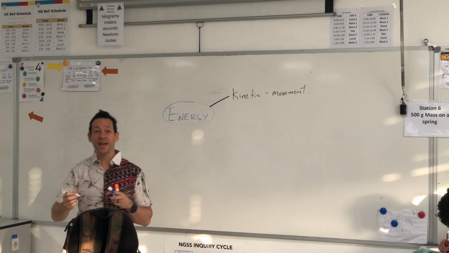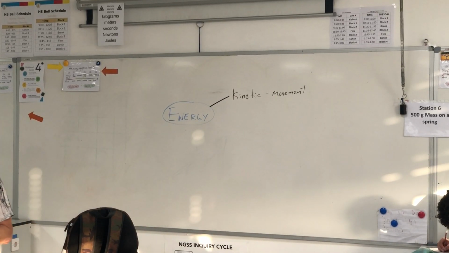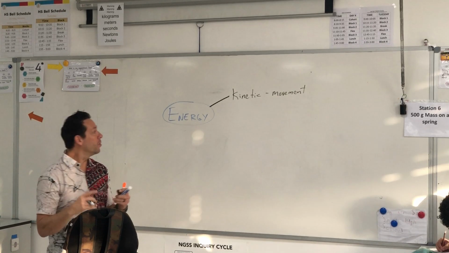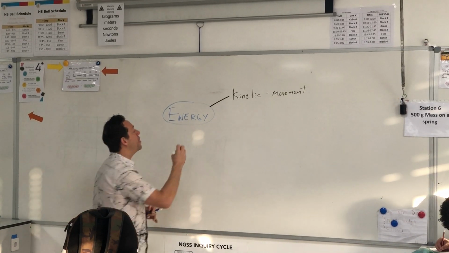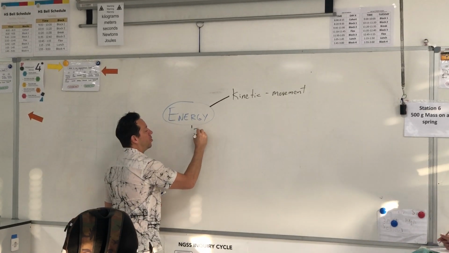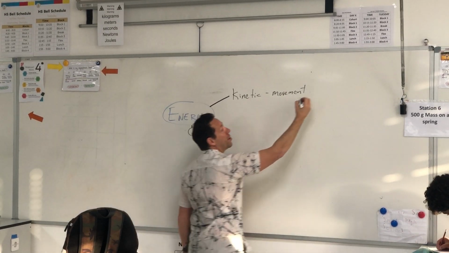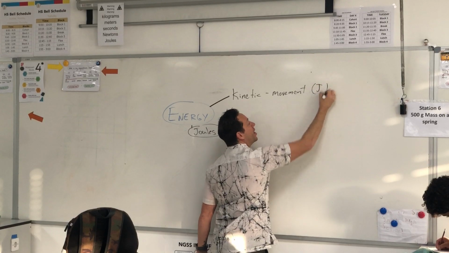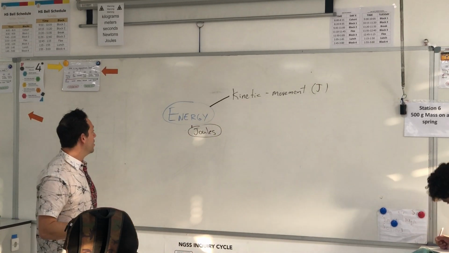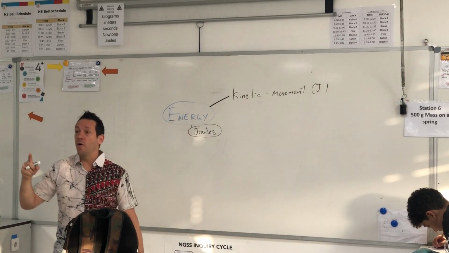Does anybody know what kinetic energy is measured in, what the units are? Joules. Awesome. All of our energy is measured in joules. That's our unit of energy. And we're just going to make it a J in parentheses like that. Movement, so it has to have velocity.